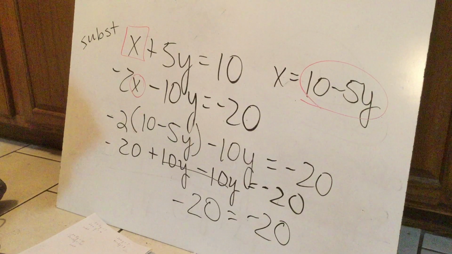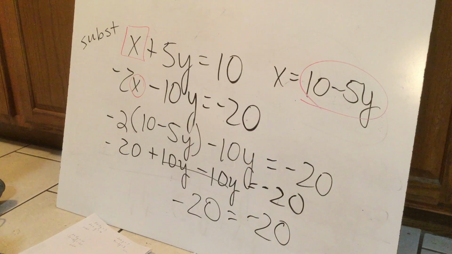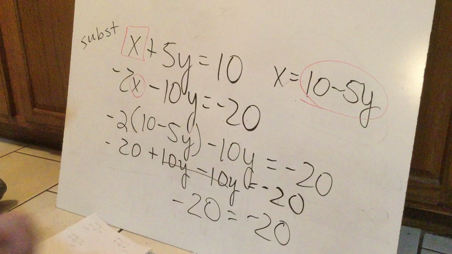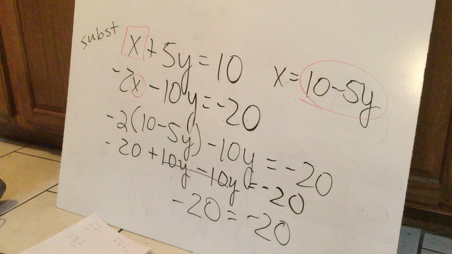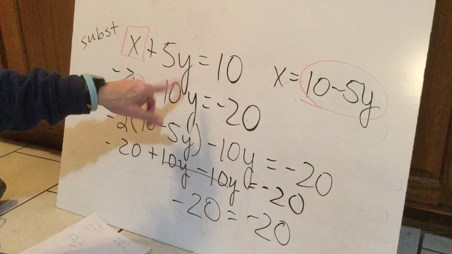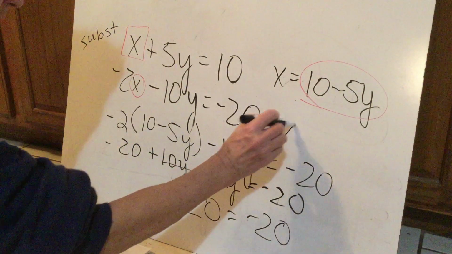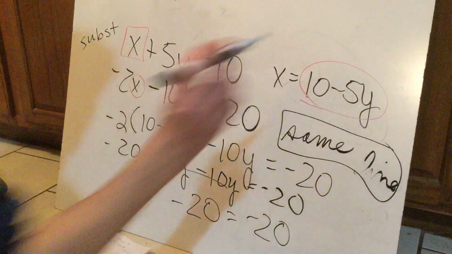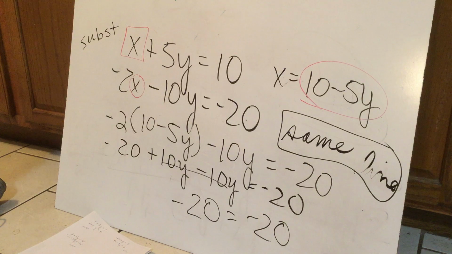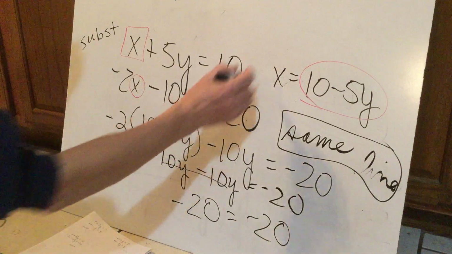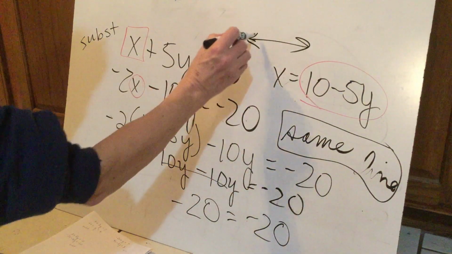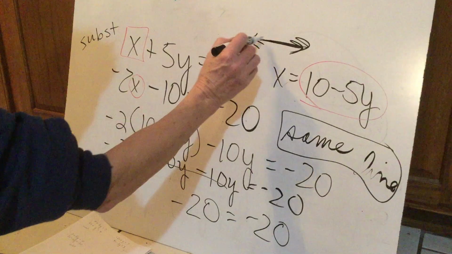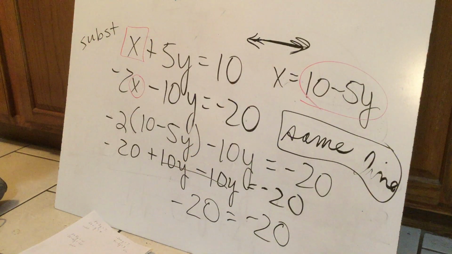That is always true. So what does it mean when we get a statement like 0 equals 0, or negative 20 equals negative 20, or anything else equals itself? What does that tell you about these two lines? Yep, they are the same line. And that's what you write down as your answer. They are the same line. They have infinitely many points of intersection, because if you drew one of them, the other one would be right on top of it, and they would intersect in bazillions of points.